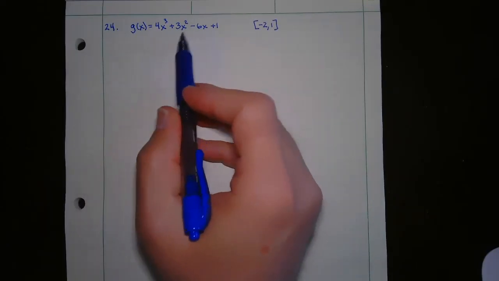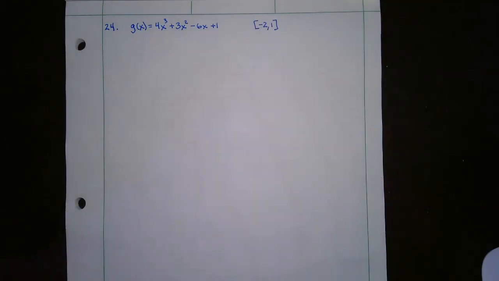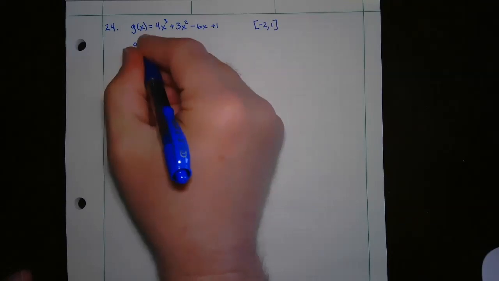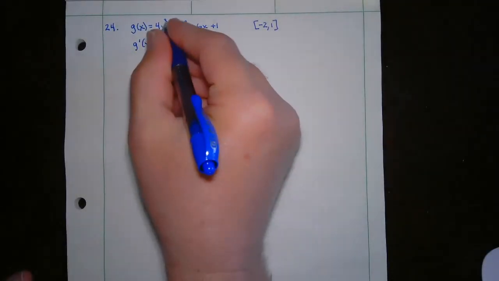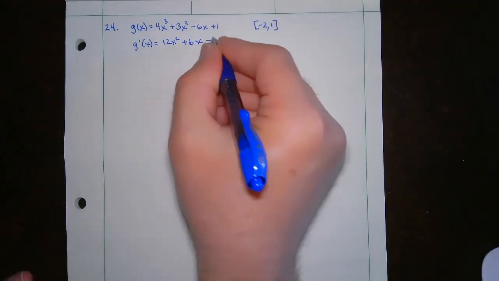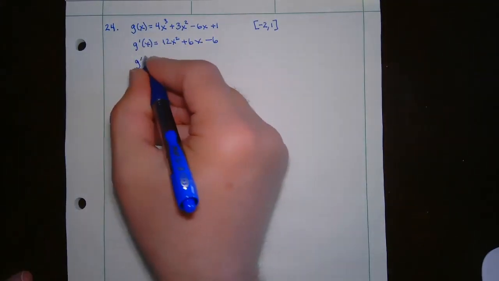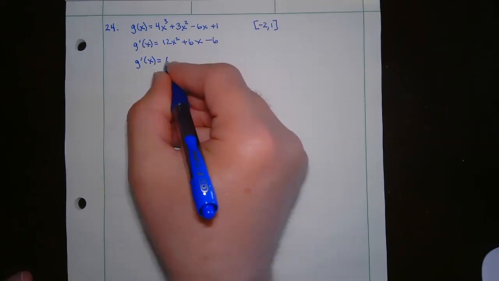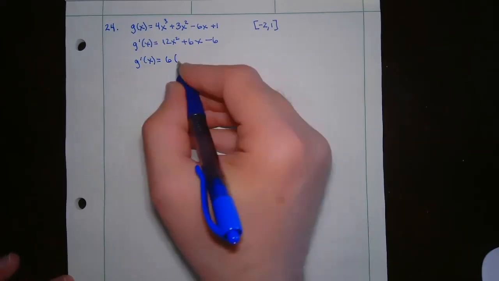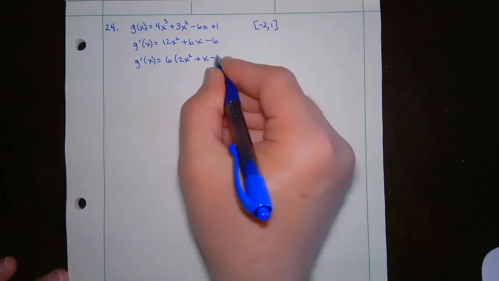Because this is a polynomial and we know it's continuous, right? So it's continuous on the closed interval, right? So it's going to have an absolute min and an absolute max, okay? Now we're only asking for the absolute minimum in this problem, okay? So let's first find g prime of x. So g prime of x would be 12x squared plus 6x minus 6. Very nice, because these are all divisible by 6, so we can factor a 6 out, okay? So g prime of x would equal 6 times 2x squared plus x minus 1.